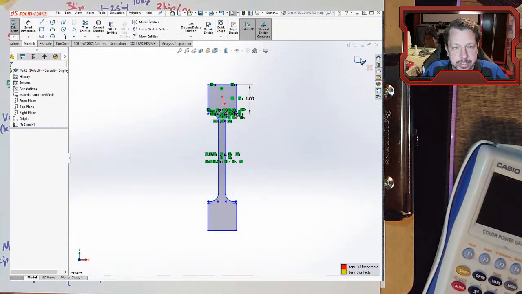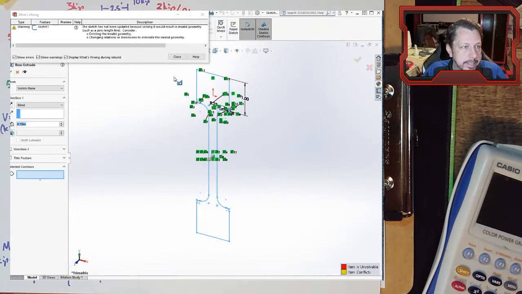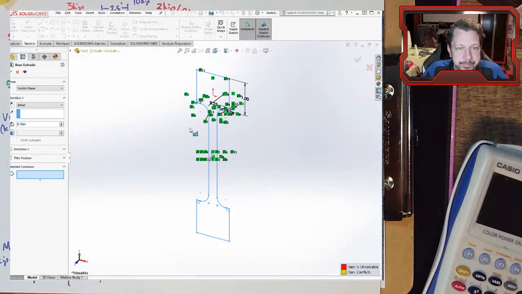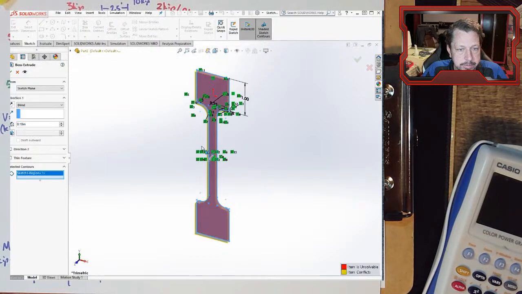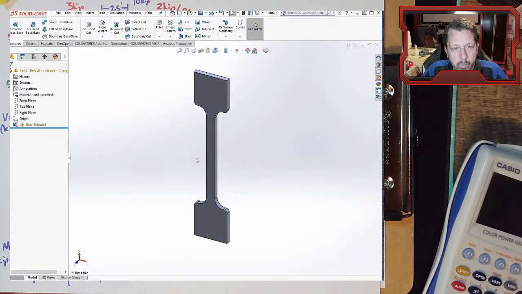That looks like our generic dog bone shape. Doesn't like something. The sketch, not a zero length line. I don't know. We might have to deal with that. Let's make it a 0.125 inch thick specimen. And there we go. So this specimen would mount into a machine.